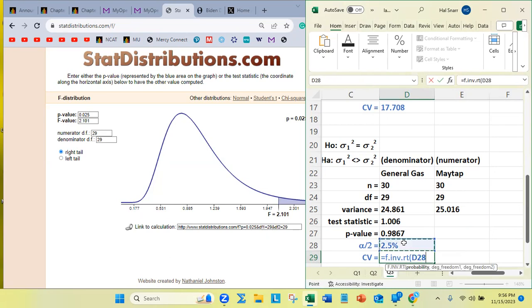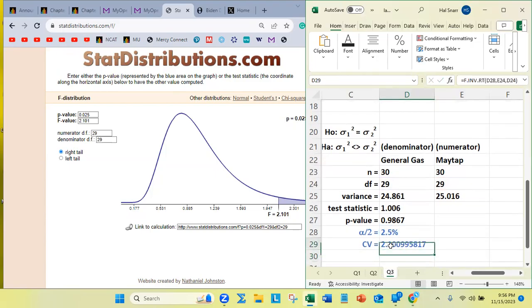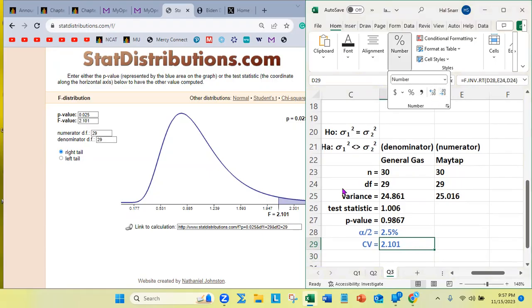And I'm going to click on the 2.5% because that's the area under the distribution. The numerator degrees of freedom were 29 because this is the bigger variance, comma, the denominator degrees of freedom because this is the smaller variance, and that's in the denominator of the F statistic. Then I'm going to hit close parenthesis and hit enter. And our F critical value is equal to the F critical value in statdistributions.com, right?